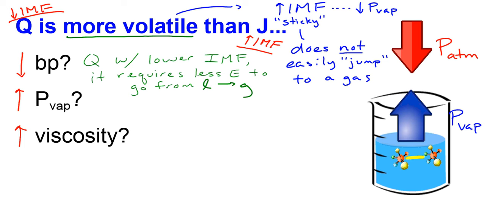If you want a lower boiling point, Q would be the answer, because with a lower IMF, it requires less energy to go from a liquid to a gas. You would be able to overcome those attractive forces easier and break those forces to become a gas with less energy.